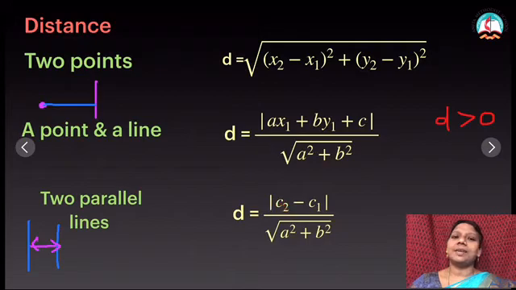Therefore, d is nothing but modulus of c2 minus c1 divided by root of a square plus b square, because we will get only 1a and 1b. Is that clear, children? Okay.